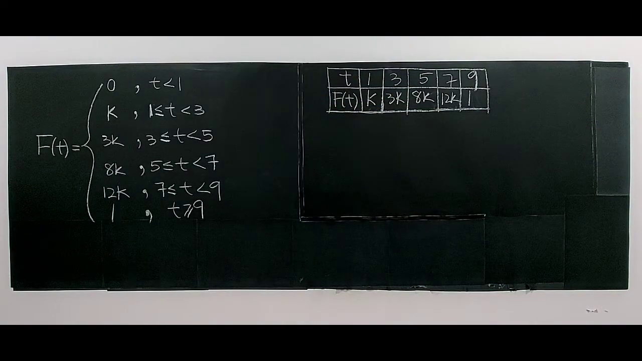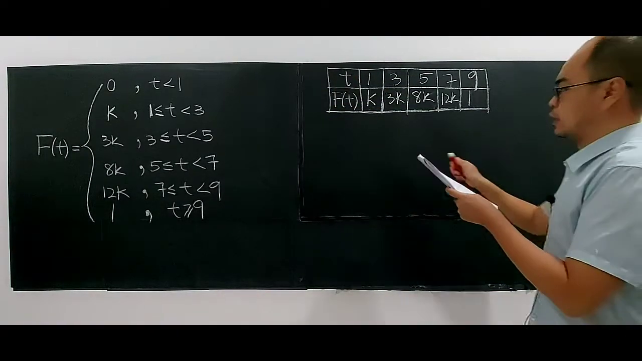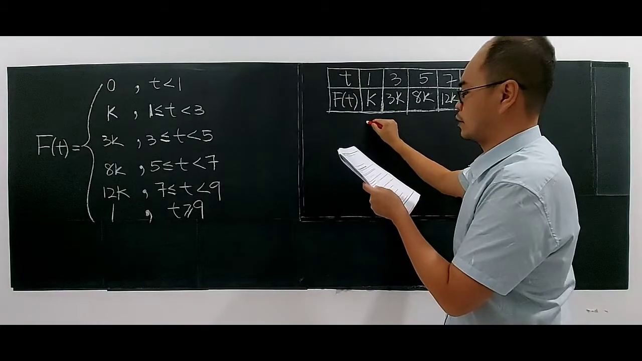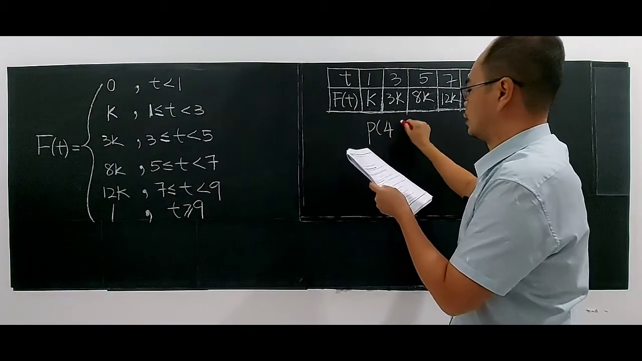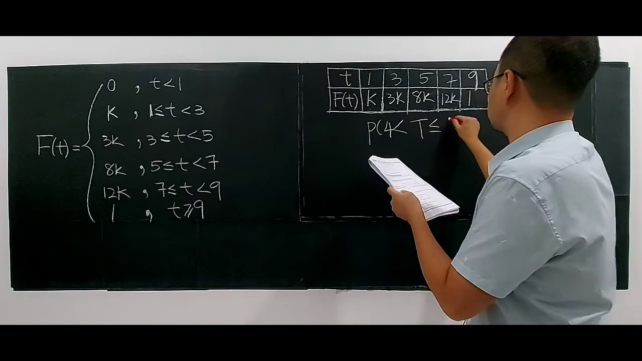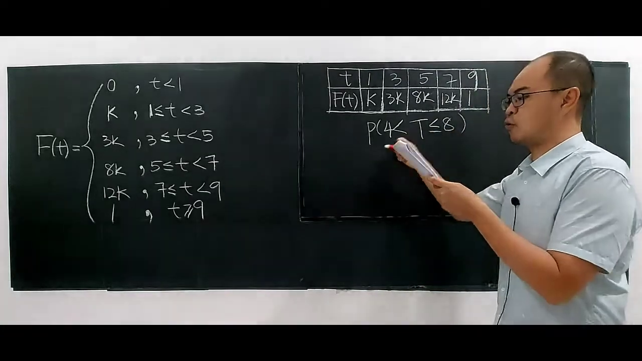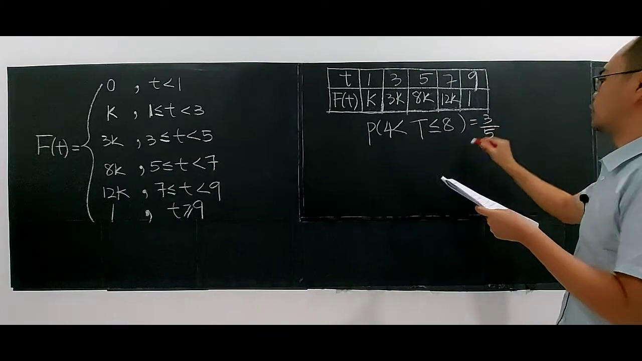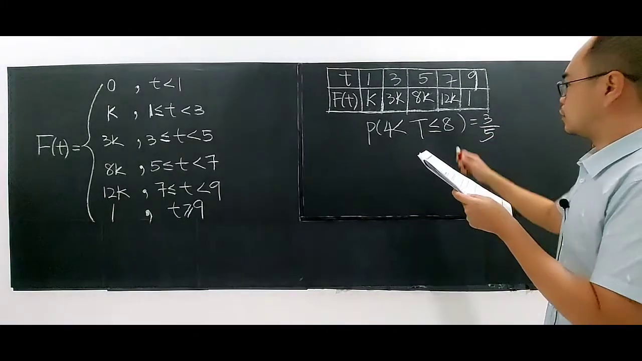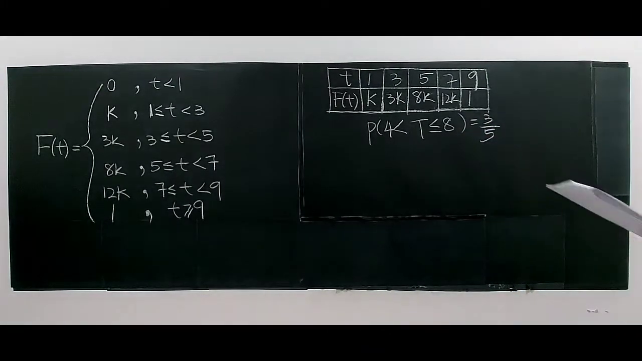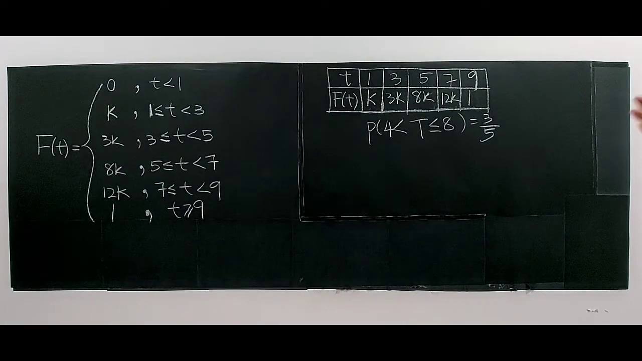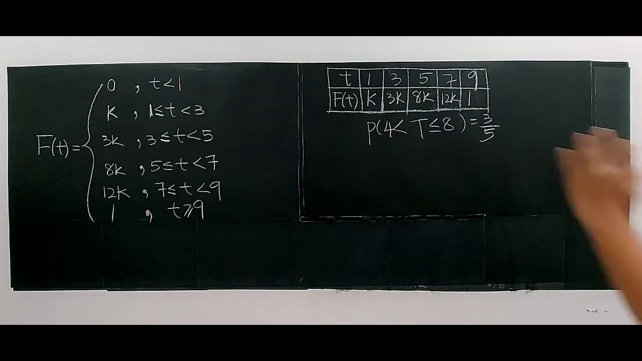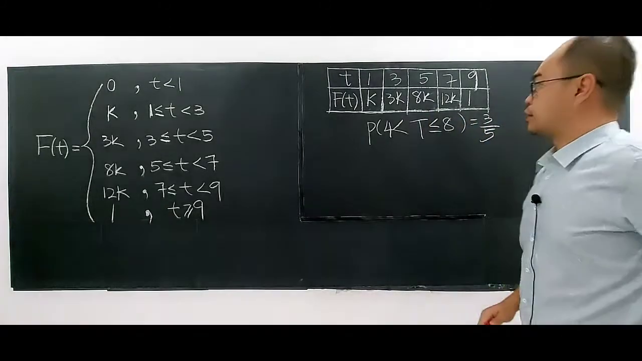Later on, the question is giving us information: given that the probability of t between 4 and 8, including the 8, will be 3 over 5. Very simple. Of course, this information is helping us to find the value of k here.